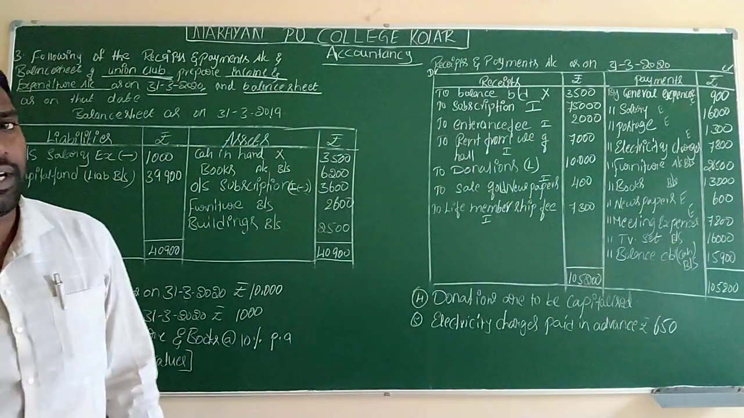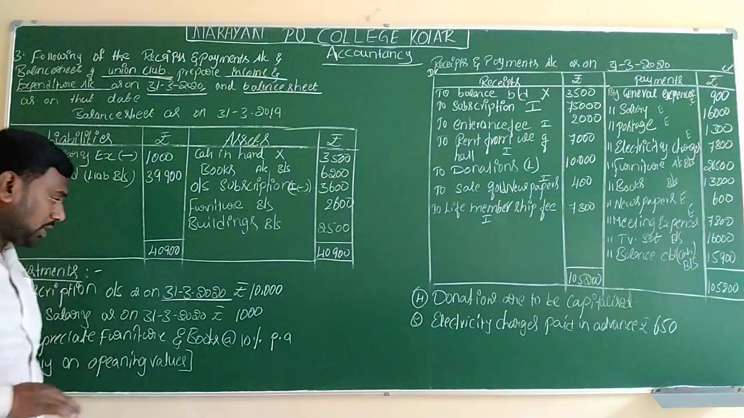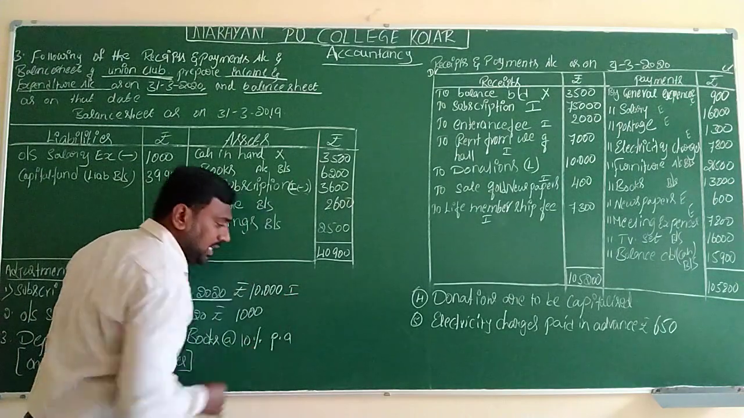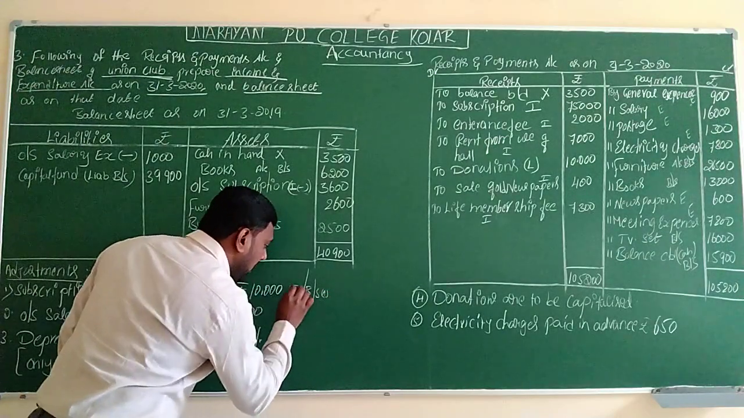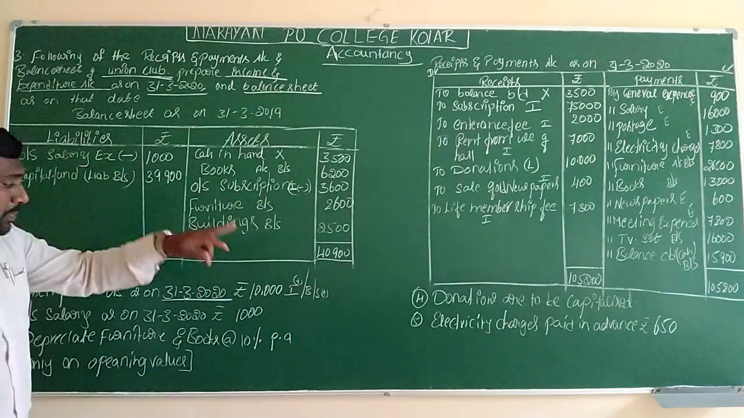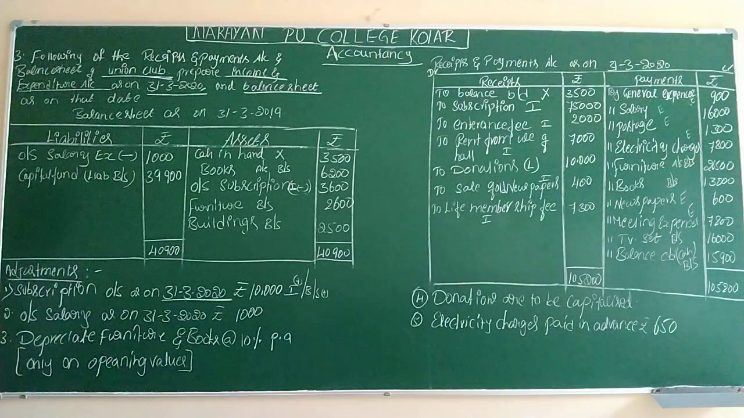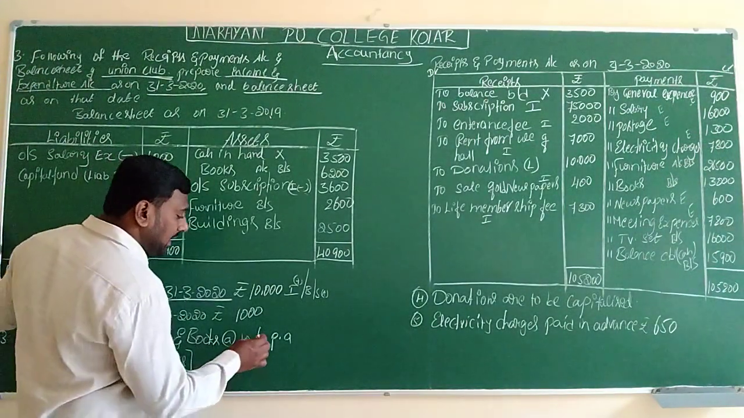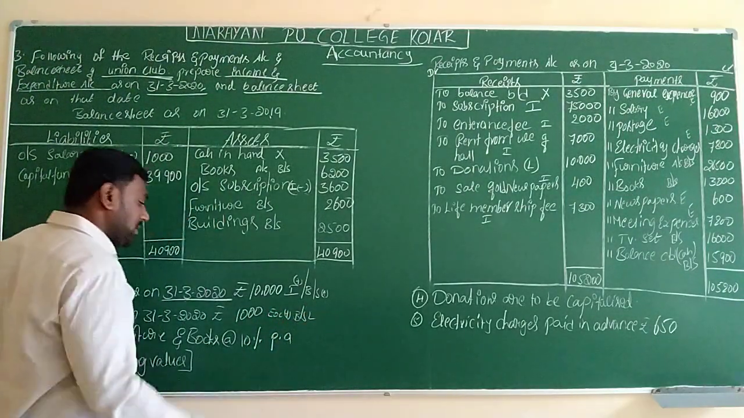Like this, we have to classify the transactions. Let's discuss the remaining thing, the adjustments. In the adjustment, they have given subscription outstanding as of 31st March 2020. That means the present year outstanding subscription is given. First, we should consider it as an income, and again, we should show it in the balance sheet under assets. We add it to the subscription income, and later on this will be considered as an asset. Outstanding salary, present year outstanding salary, is an expenditure and a balance sheet liability, because it is an expense.